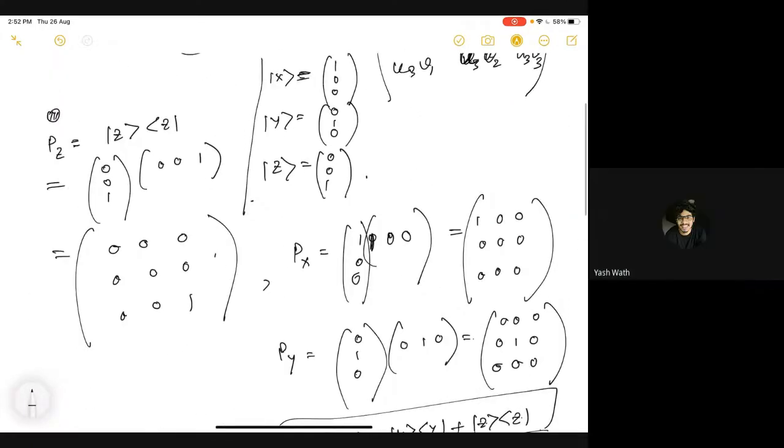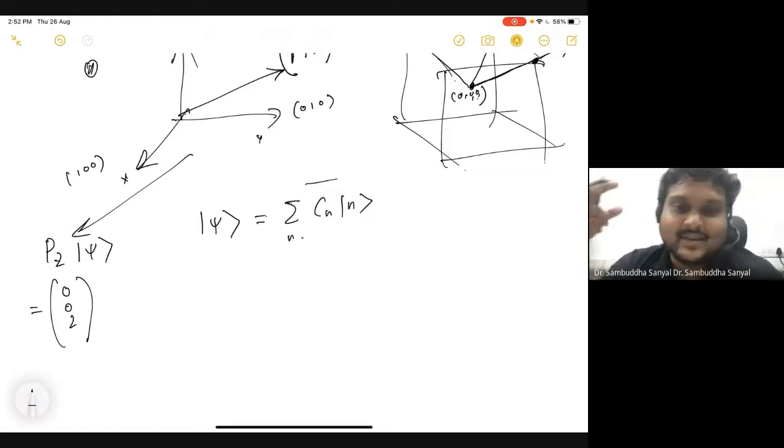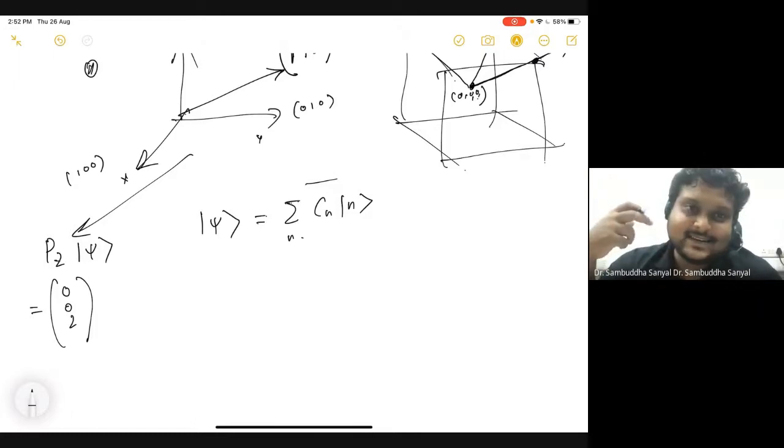We'll get 0 0 2. Right? We get 0 0 2. Everybody agrees to that, right? So what did I get here? The projection of the vector on the z-axis, right? Because the projection of 1 1 2 is 2.